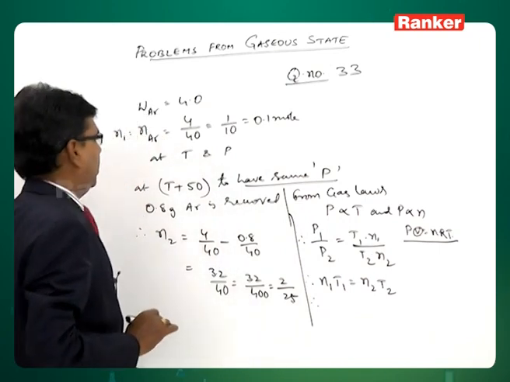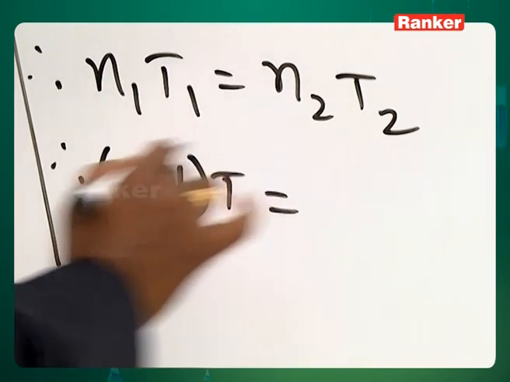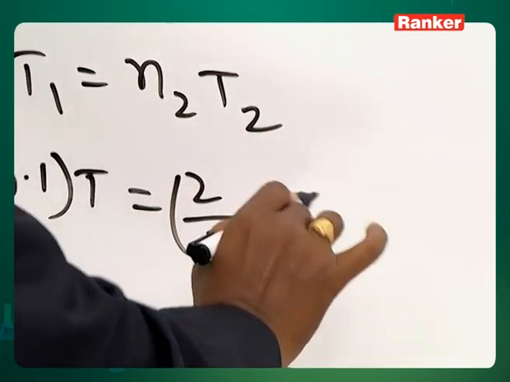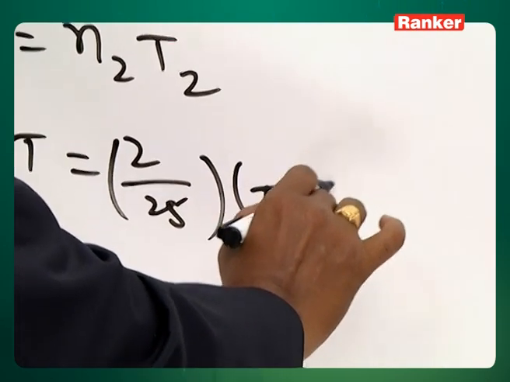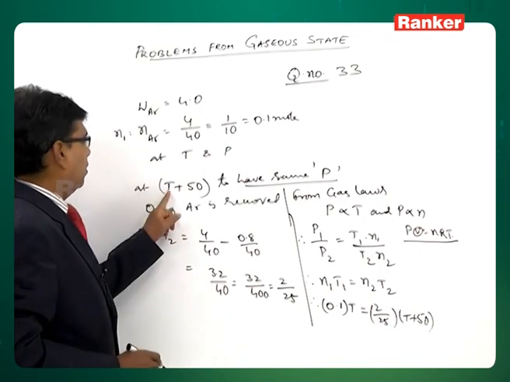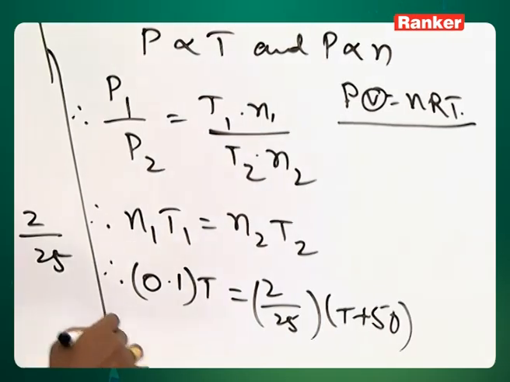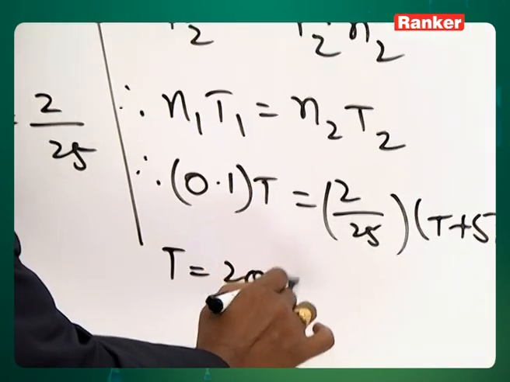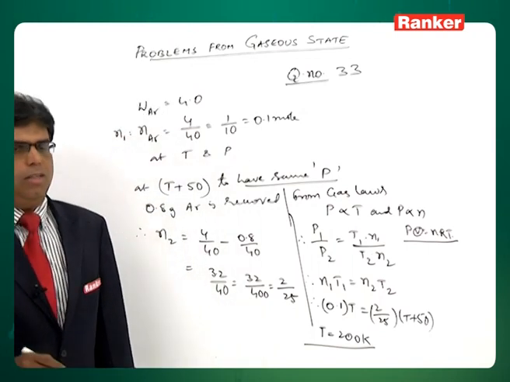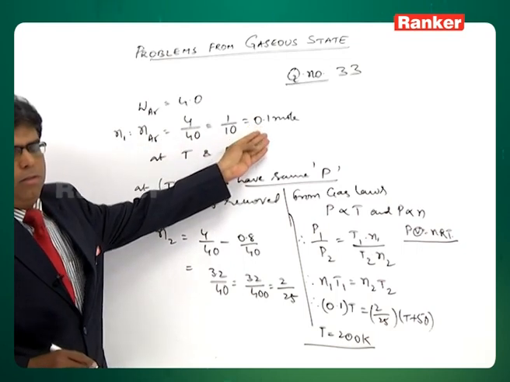Therefore, n1 is 0.1, so 0.1 into T is equal to 2 by 25 into T plus 50, because T2 is nothing but T plus 50. So, you have to take that. If you solve, the answer you will get is T as 200 Kelvin.